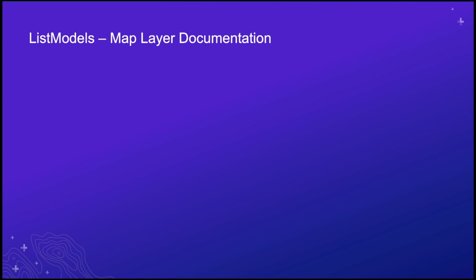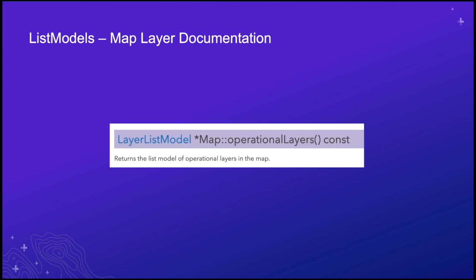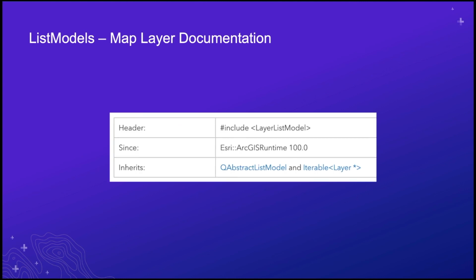So let's take a look at how you'd identify these things in the documentation. If you're looking at the map API reference, you'll see there's a getter called operational layers, and this will return a layer list model. If we click on the layer list model link, you'll see that this type inherits from Qt abstract list model. If you follow the Qt documentation, you'll see that this is the list model that powers all of Qt's lists and list models and views.